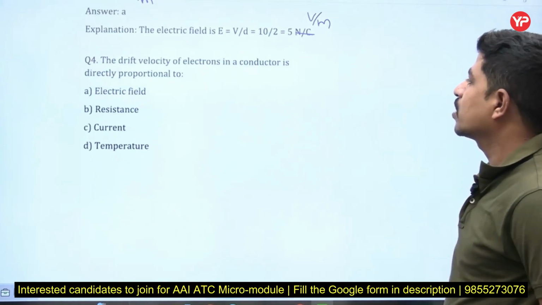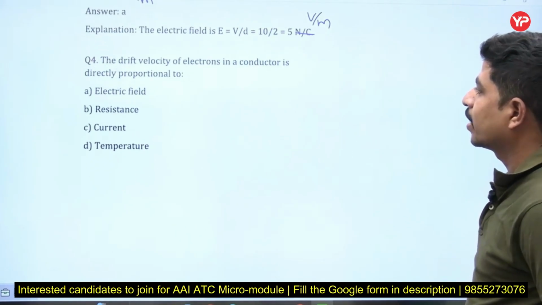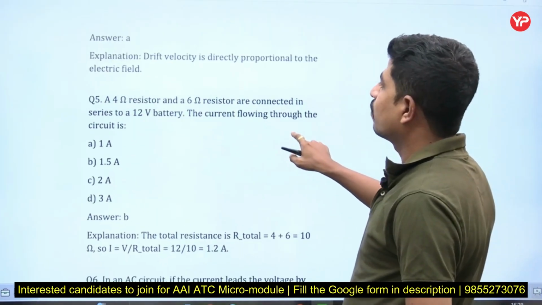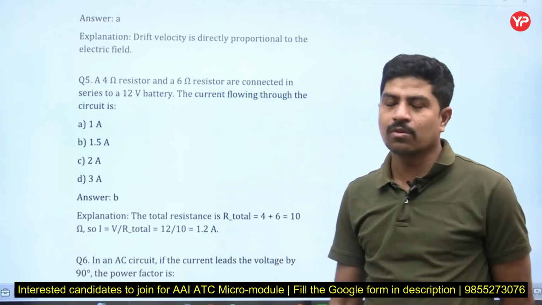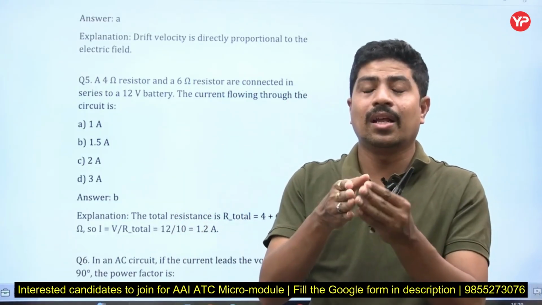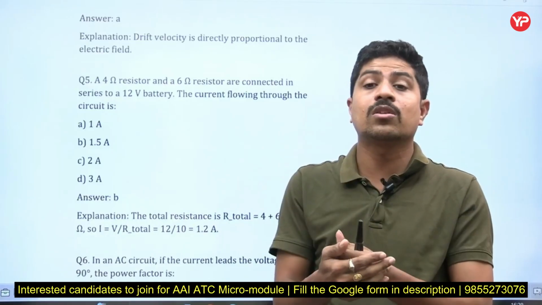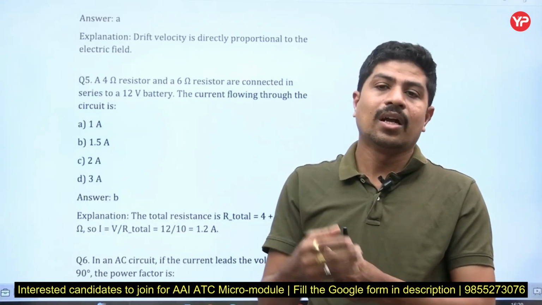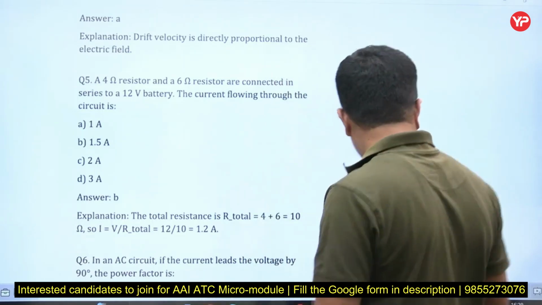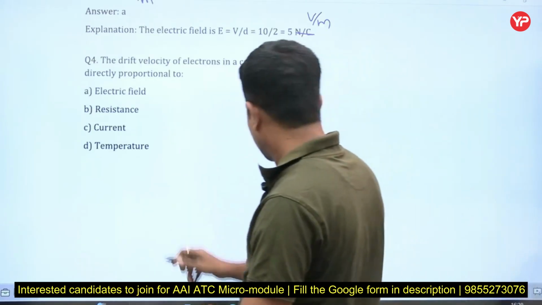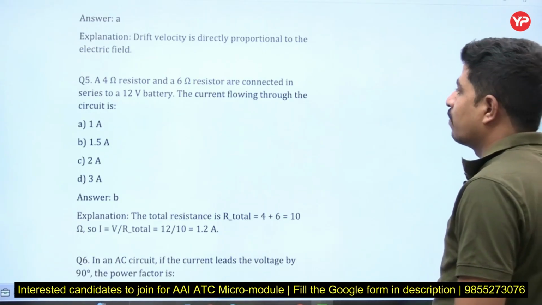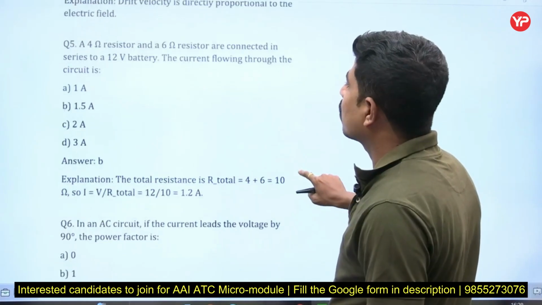The drift velocity of electrons in a conductor is directly proportional to, you see that this is the drift velocity. Drift velocity is directly proportional to the electric field. Whenever an electric field is applied, the electrons will drift. That drift of the electrons is directly proportional to the electric field. It's a direct theory question. No more explanation is required for that. That is a simple question. Let's go to the next question.